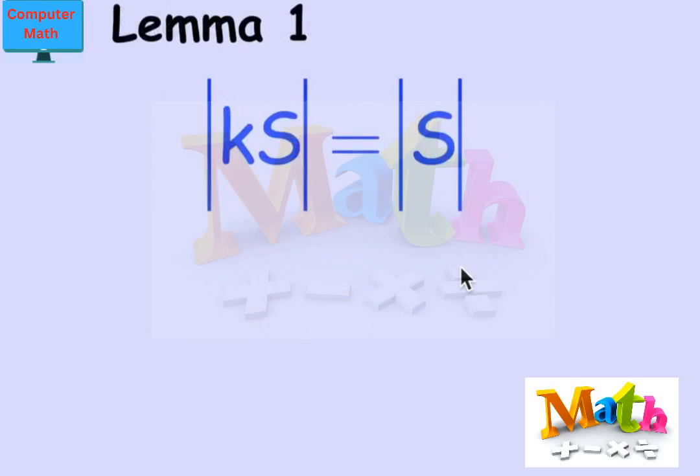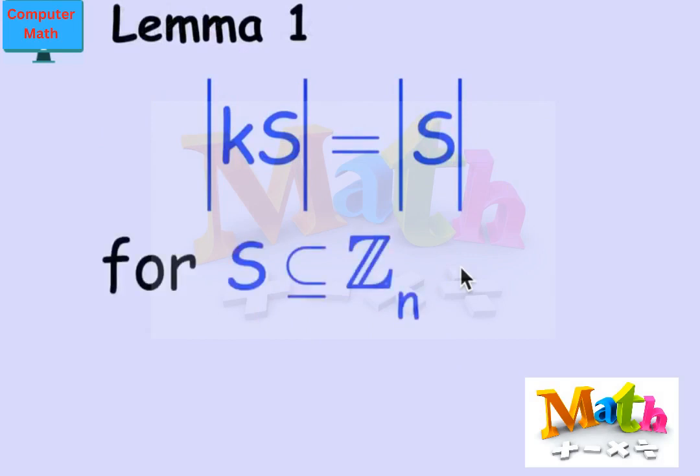So the first remark is that if I have any subset S of elements in Zn, I don't care whether they're relatively prime to n or not, if I multiply each of them by k, this notation for kS means that I'm taking the set of elements that are of the form k times an element of S, over all the elements of S. So kS, which is this set of multiples of elements of S by k, has exactly the same size as S. Now, why is that?